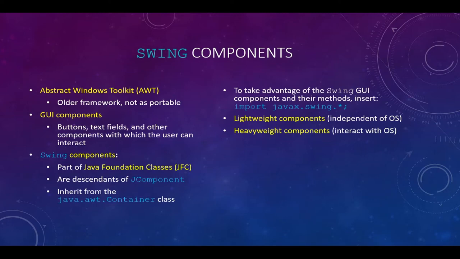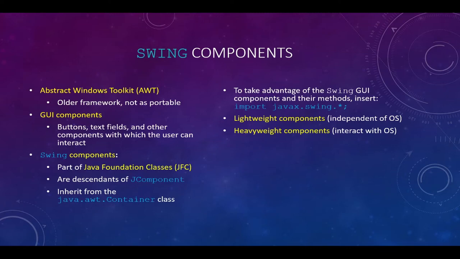The basic one that Java initially worked with was called the Abstract Windows Toolkit, or AWT. It is an older framework. It only works on Windows, as you can see, because it's an Abstract Windows Toolkit. It was not as portable, and you weren't able to have the same look and feel across operating systems with it. It also comprised GUI components such as buttons, text fields, and other components which the user can interact with. Remember, we're talking front end at this point.